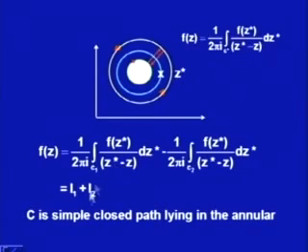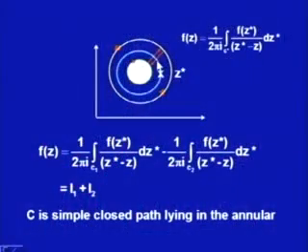Now, we consider C as a simple closed path lying along this annulus, and z is a point on it. We will not consider these two integrals along this curve or this curve; rather, we will consider these integrals along this curve. The idea is that you can contract, you can shrink this outer circle to this, since there is no point where the function is non-analytic.